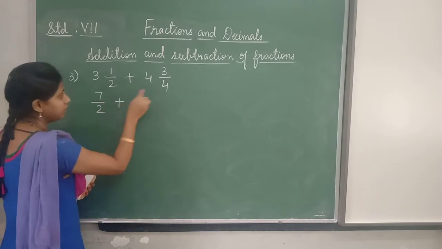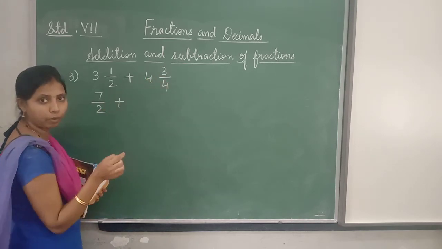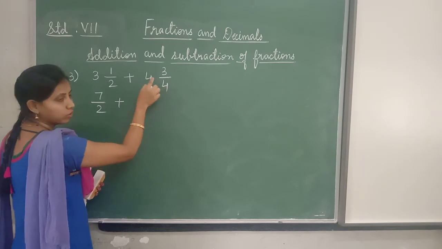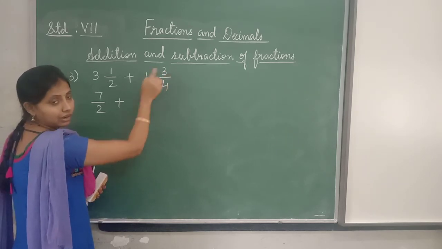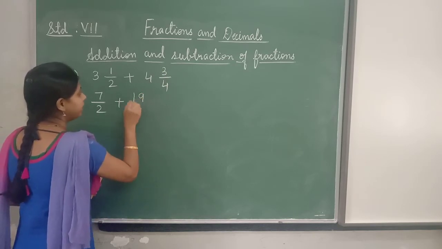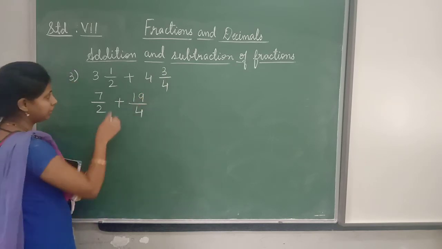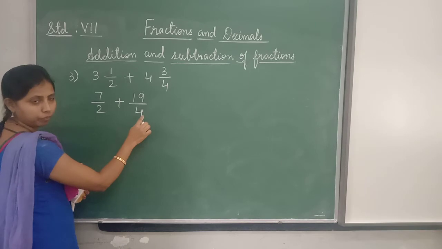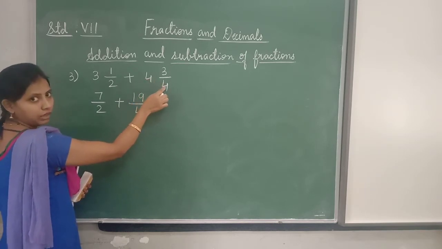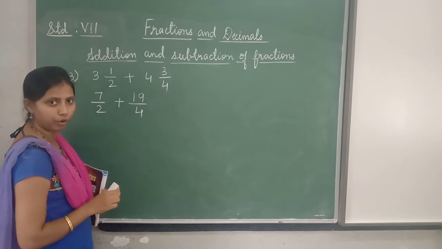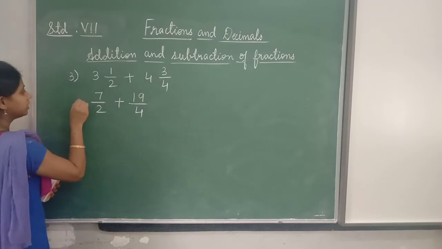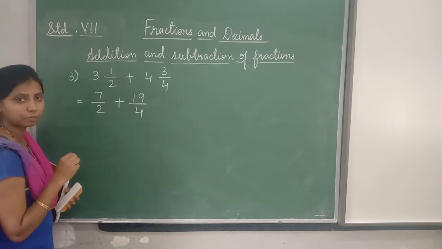Next, plus sign. Change this also to improper fraction. 4 into 4. 4 4s are 16. 16 plus 3, 19. So it is 19 upon 4. The denominators must be same. You have to multiply the denominator to the whole number, and add the numerator to get the improper fraction. Okay? Yes. Now follow the same steps.